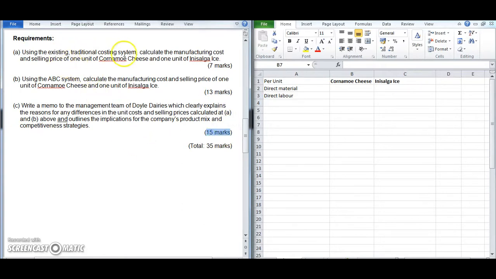So in this part A, you're asked to calculate the manufacturing cost based on the traditional costing system for Carnmore cheese and Insalaga ice. Likewise for the ABC system in part B, manufacturing cost and selling price. And finally you have to write a memo to management explaining the differences and outlining the implications for production mix and competitiveness strategies. So it's important here about the "and". Make sure you read the requirements carefully.